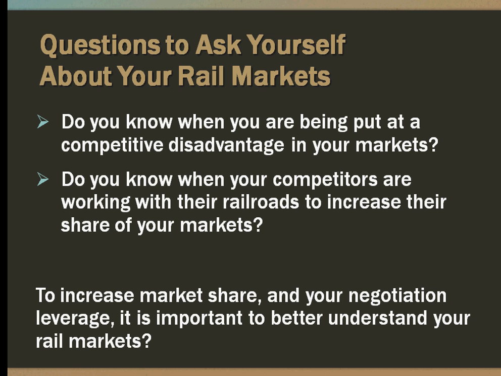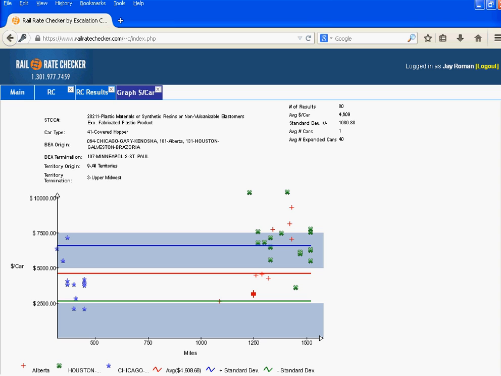Another question is, do you know when your competitors are working with their railroads to increase their share of your markets? This is important information to know because in order to increase market share as well as your negotiation leverage, you need to fully understand your rail markets. Let's use an example of this.